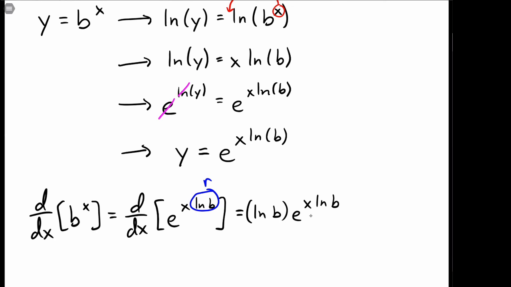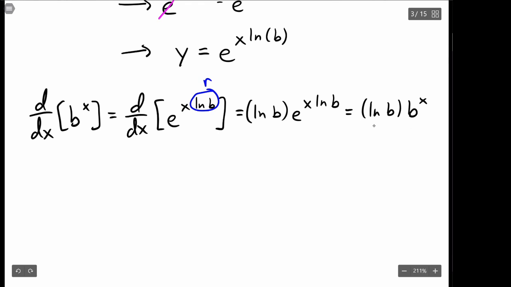But this e to the x ln b stuff looks bad. Let's get rid of it. Let's switch it back. We get ln of b times b to the x. It looks a little funny in this order, so we usually write this in the opposite order. So let's summarize that here. The derivative of b to the x is b to the x ln of b, right?